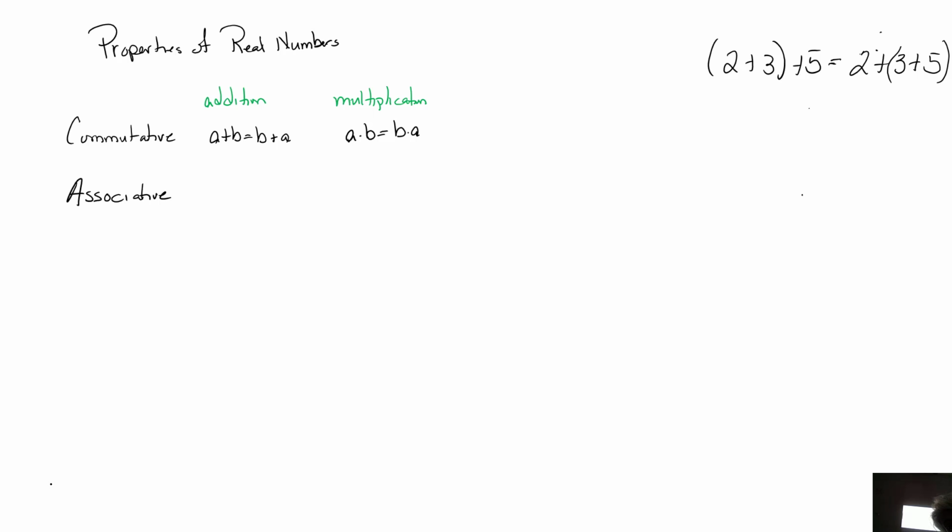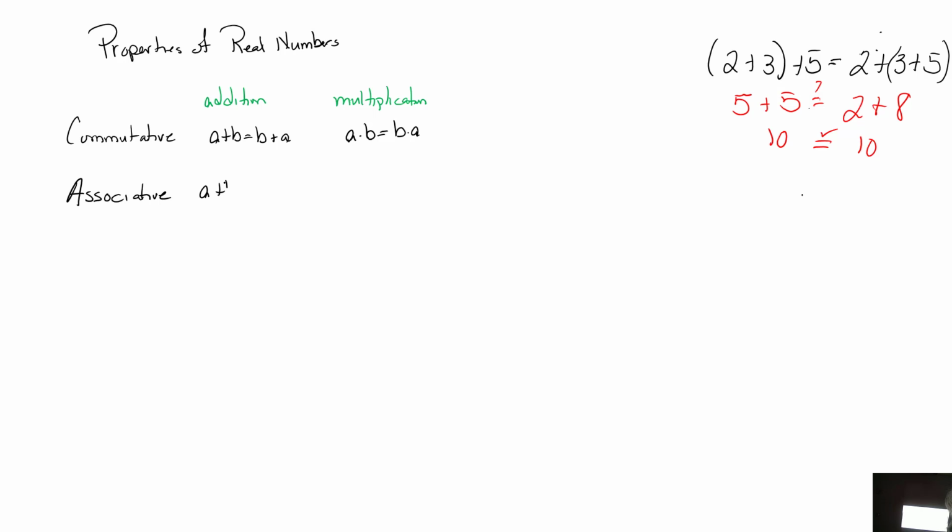You know as well as I do, according to the order of operations, we do parentheses first, which means I'd have 5 plus 5 on this side and I would get 10. And over here on the right side, I do parentheses first, which means I'd have 2 plus 8. And I would also get 10. And yes, these guys are equal. So, the associative property works for addition.